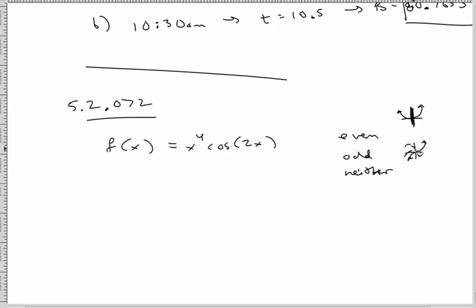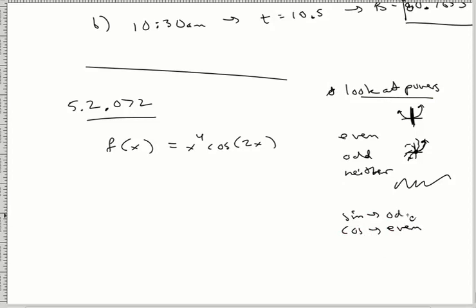Tick, tick, tick, eventually you get to the same thing again. Origin, it's like a clock. It'll go around like a clock and you'll come back to itself eventually. And neither is just neither, neither one of those. What I often look for is the powers. That's pretty important. But also I want to tell you that cosine is an even function, sine is an odd function, and I'm pretty sure that tangent is an odd function.